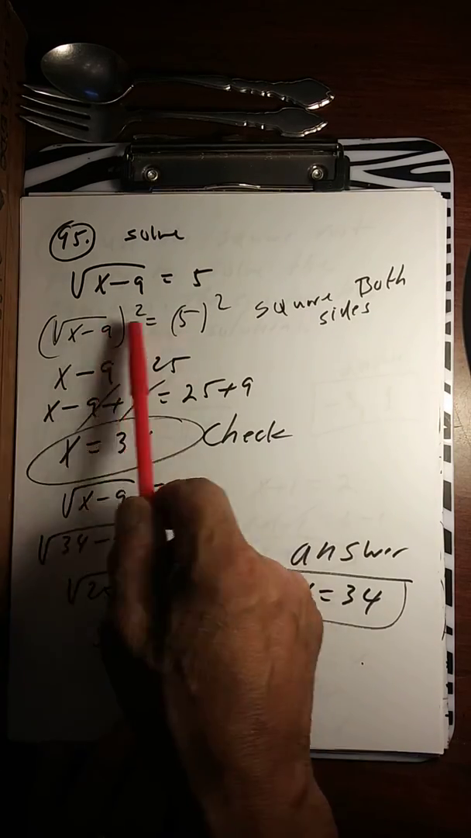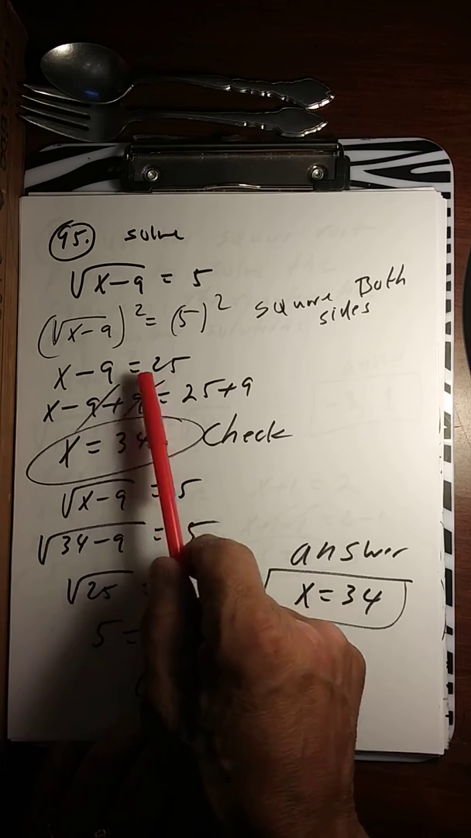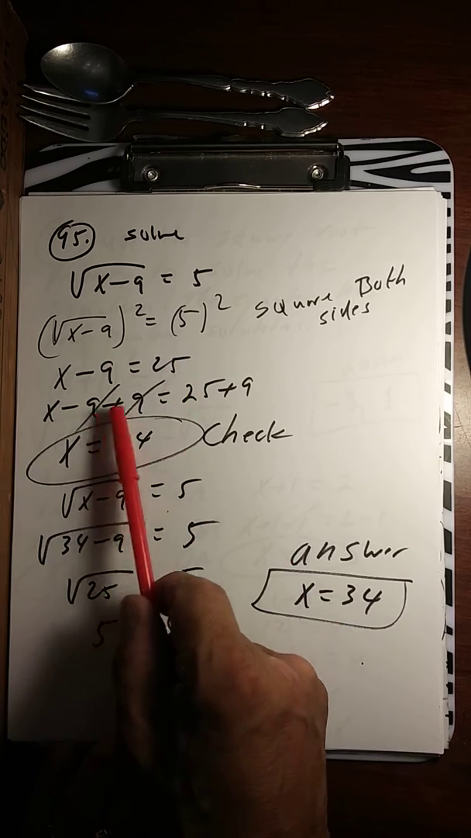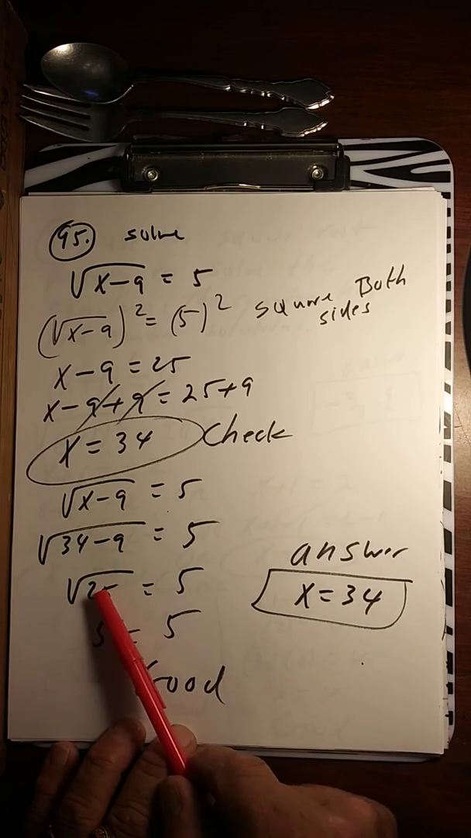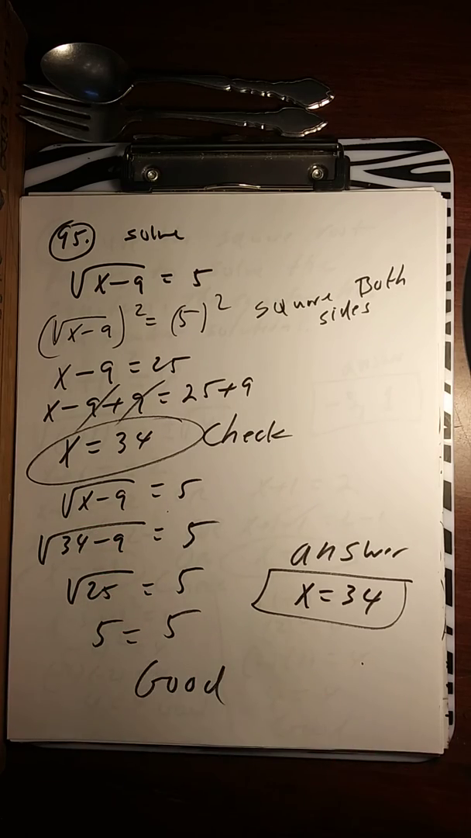Square both sides. So x minus 9 equals 25. So add 9, 34. Try it. 34 minus 9 is 25. Square root of 25 is 5. 5 equals 5. Yes.